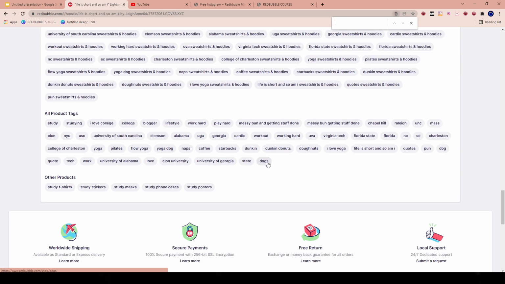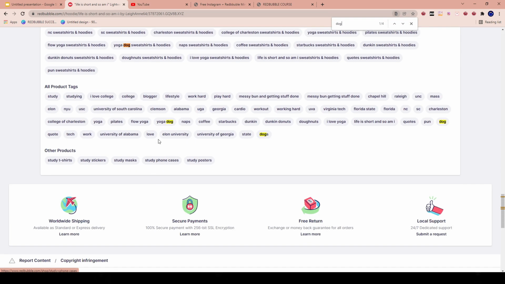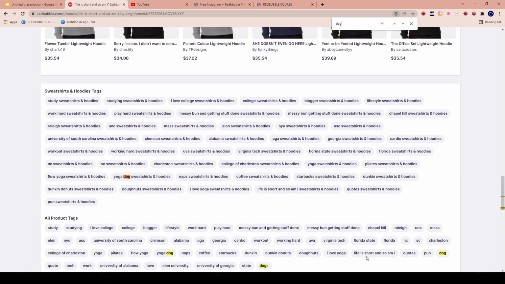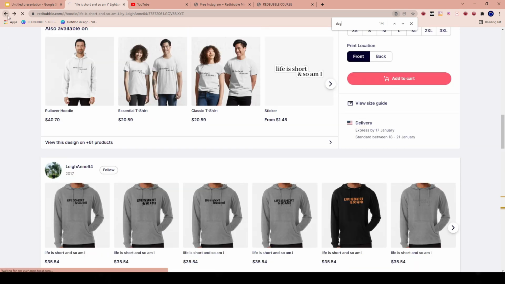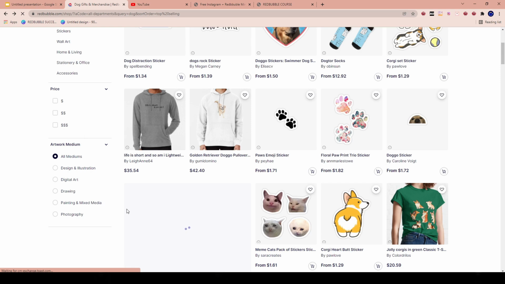If we actually do Control F here and search for dog, you can see here it says yoga dog on the tag, and dogs also, and also here dog, so it definitely does show up, but that doesn't necessarily mean that it's getting the sales from that specific tag.